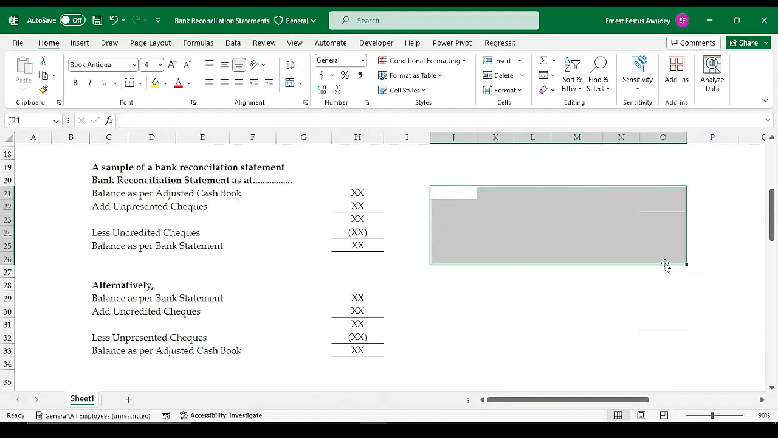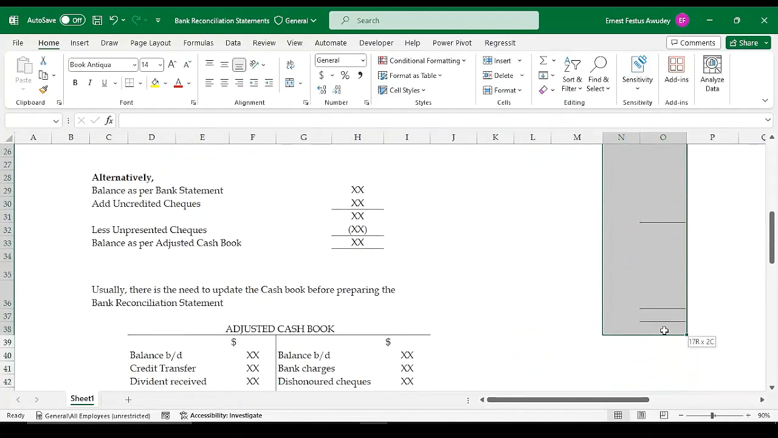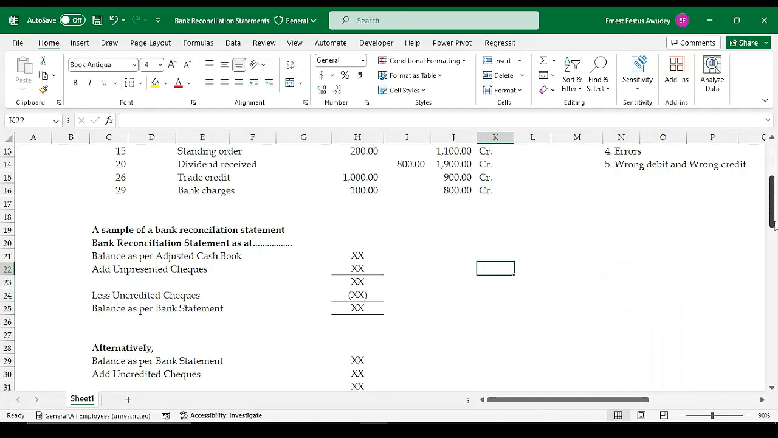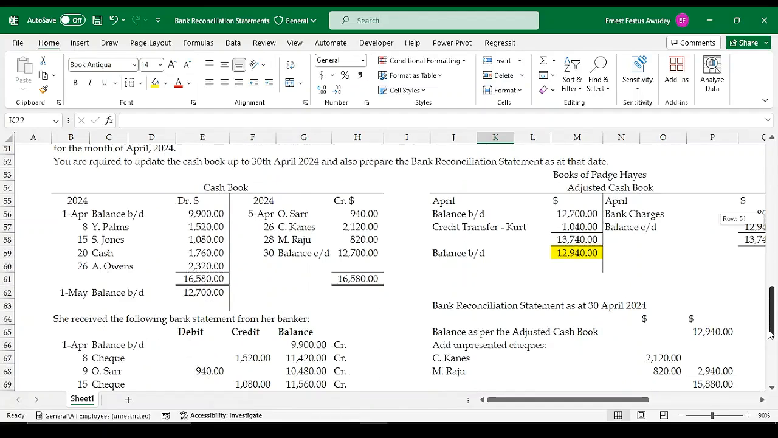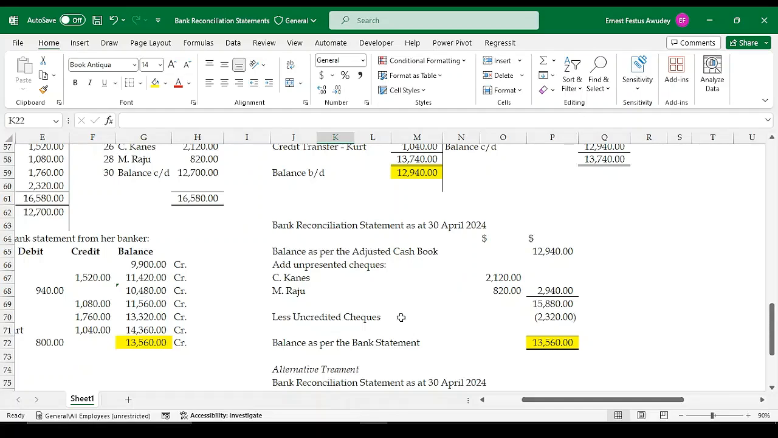And then a final comment also that I want to make is that when it comes to overdrafts, the treatment of unpresented checks and uncredited checks also differ. So in case this balance as per the adjusted cash book is an overdraft, it's an OD, as I said previously, what happens is that you are going to reverse the entries. You will rather add uncredited checks and you will less unpresented checks. If the balance per the adjusted cash book is an overdraft, that is what you do. You add unpresented checks and less uncredited checks.